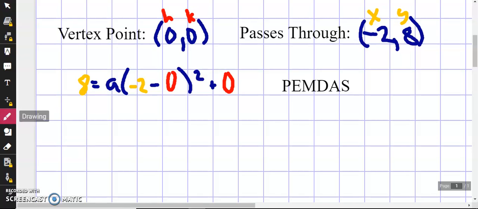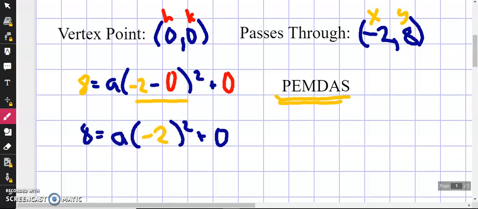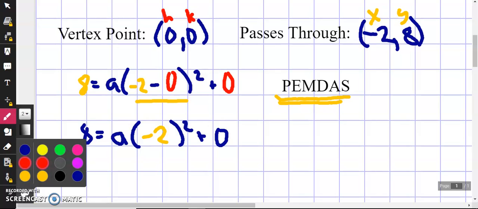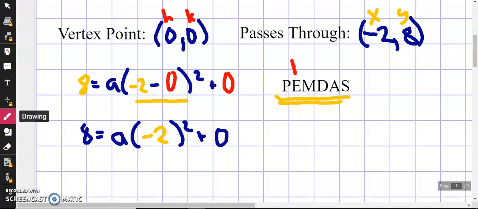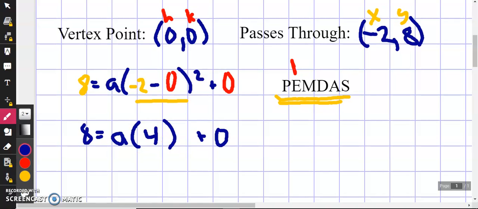So to simplify, I'm once again going to remember my order of operations. So I'm going to do whatever's in the parentheses first, which means I need to simplify -2 minus 0, which of course is just -2. Then from there, I'm going to do the exponent next. So I need to simplify -2 squared. And so -2 times -2 will give me +4. So I'm just going to switch that next.